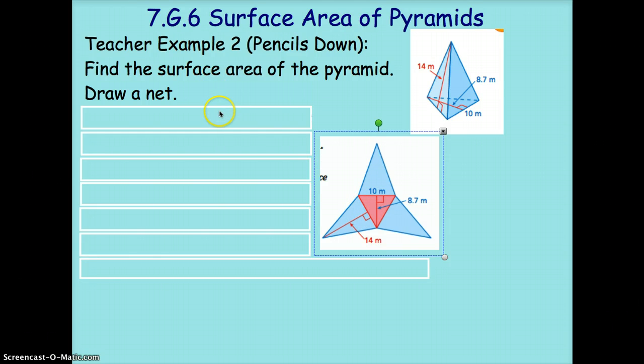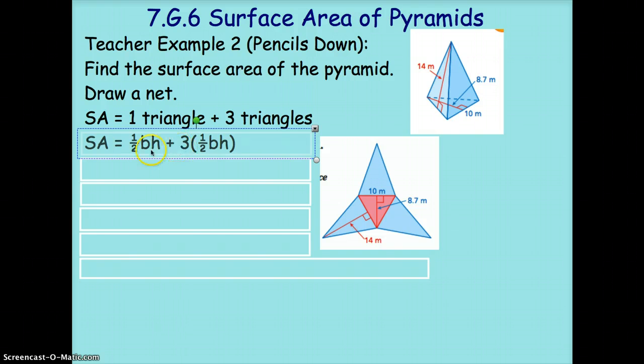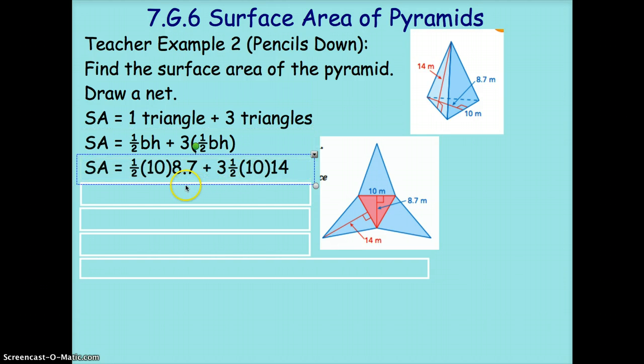Then I can go ahead and write down the shapes that I have. And I have 1 triangle. And then notice I also wrote 3 triangles. The reason I did not put them all together is because these are not all the same size. The red triangle is a different size than the blue triangles. I can go ahead and write down my formula. Notice I have 1/2 base times height, and then I have 3 times the 1/2 base times height. I can plug my numbers in.